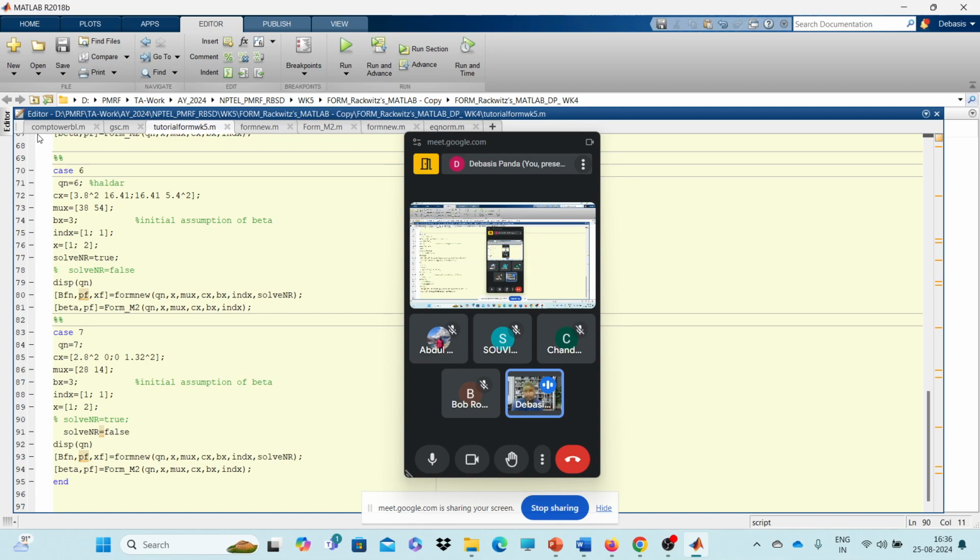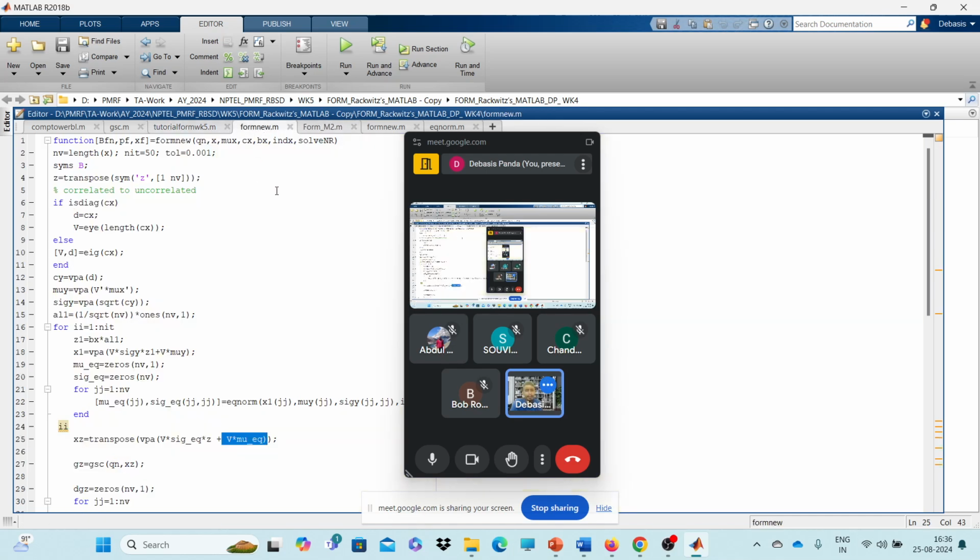Okay, so here I will upload the two function files of Rackwitz as well as Rackwitz-Fiessler. Like form new is the Rackwitz algorithm, and form M2 is for the Rackwitz-Fiessler algorithm. So I hope you understood the logic and flow of these function files, and how first order reliability method problems are solved using the Hasofer-Lind reliability index, using the definition of the Hasofer-Lind reliability index, and using the Rackwitz as well as Rackwitz-Fiessler algorithms.